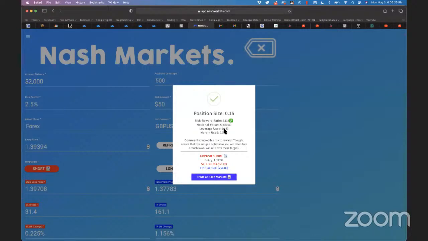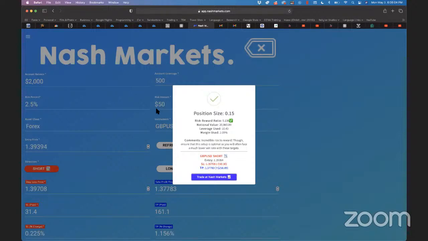It's going to tell me leverage used, margin used. It's going to tell me I'm this incredible risk to reward. Give me some praise right here. Then it's going to tell me how much I would potentially be willing to lose for what I would be potentially gaining, right? This is going to be your basis for how you enter your trade, when you set up your trades. So you already know, I am only potentially losing $50, right?